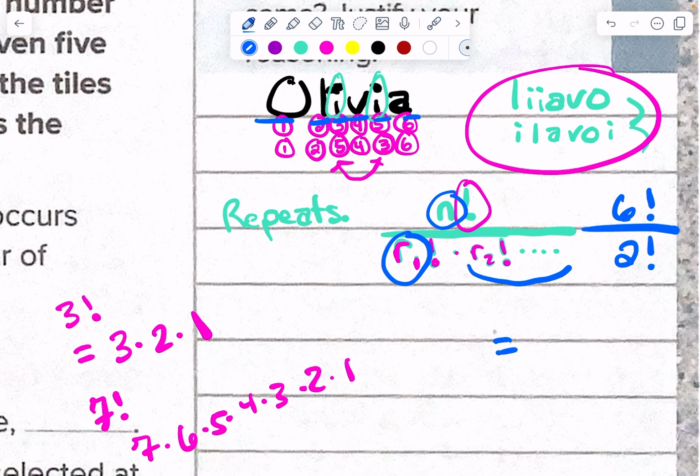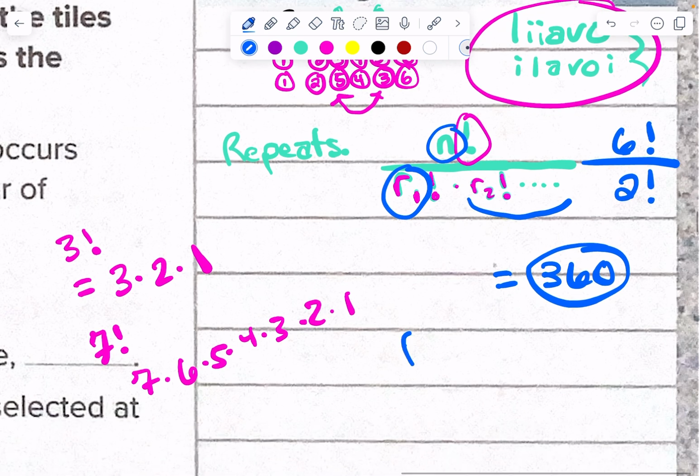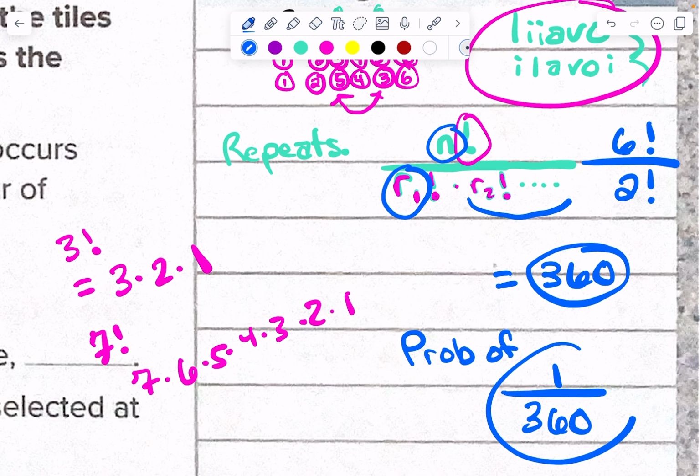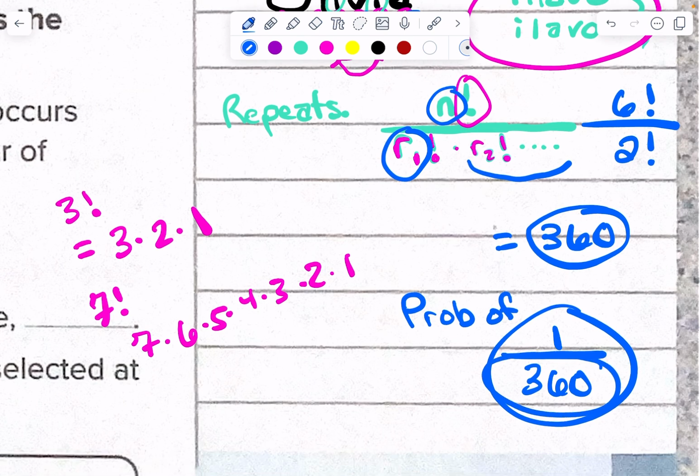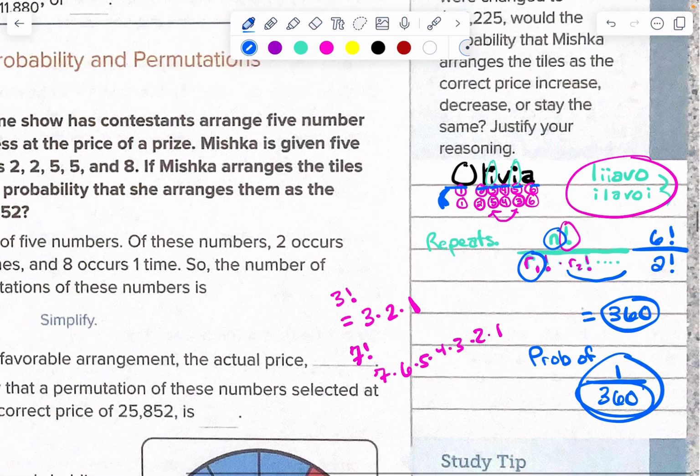So how many different words and such can we make with the letters of your name? 360. Perfect. Now, what's the probability of me spelling Olivia exactly? 1. There's only one combination that's going to spell Olivia exactly out of 360. Originally there were 2 different combinations that would spell Olivia exactly, if I switched those I's around, but now we've divided out the repeats. So now I have 1 out of 360 instead. Okay? All right, let's do this problem.